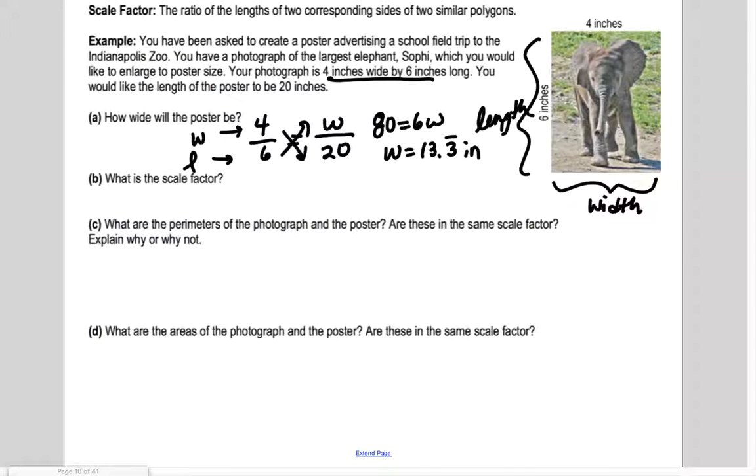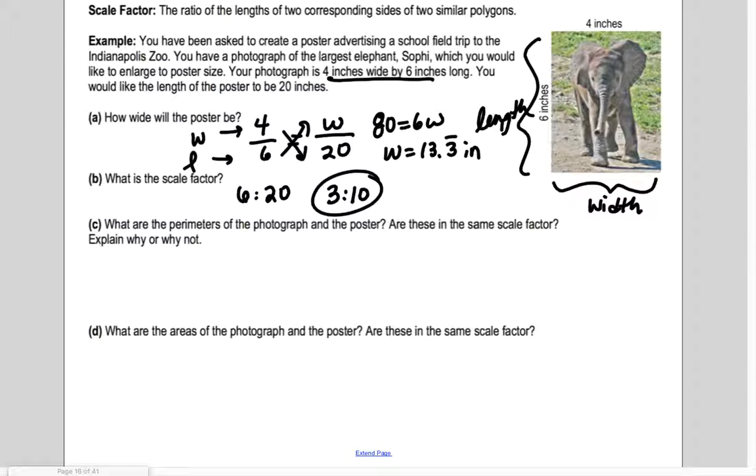So it says, well, what is the scale factor? What do you guys think we would say for the scale factor of the picture to the poster? So the picture's original length was 6. We wanted the poster to be 20. Can we write that in a simpler way? Yeah, we can write that as 3 to 10, right? Let's write it like that.